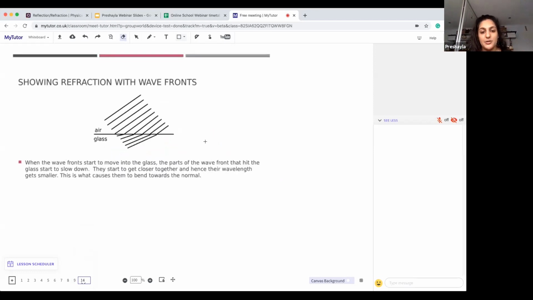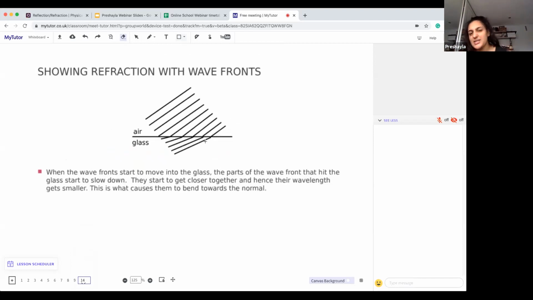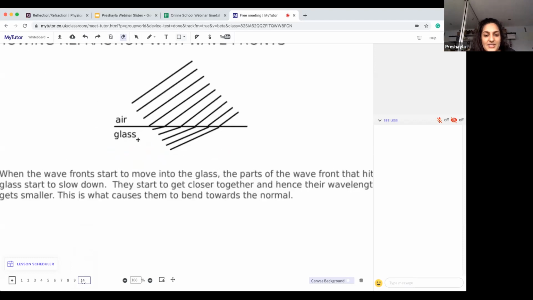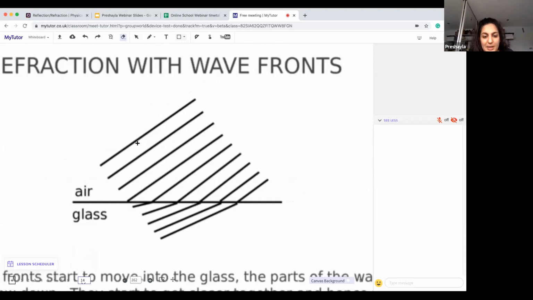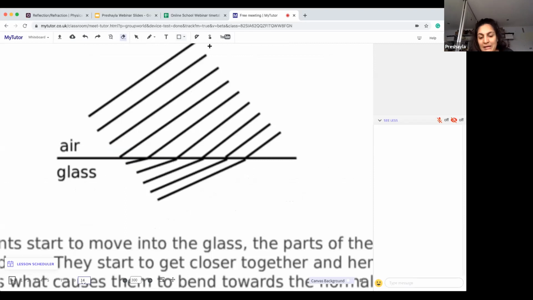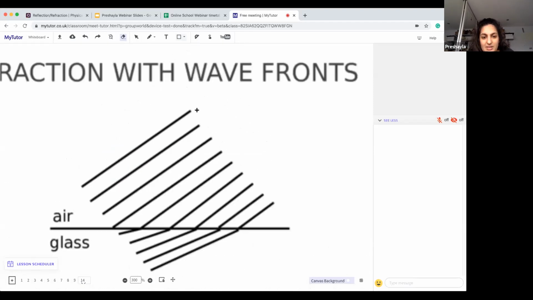And we can show refraction with wavefronts. It's a different, I think nicer, way of showing refraction. So to show wavefronts, you basically just draw a set of parallel lines. You can see that these are my light waves hitting the boundary between air and glass. The distance between two wavefronts is the wavelength. So the distance between here and here is the wavelength, lambda.